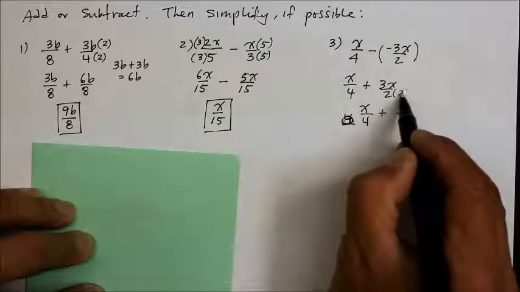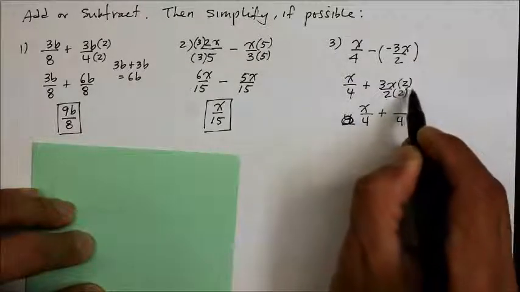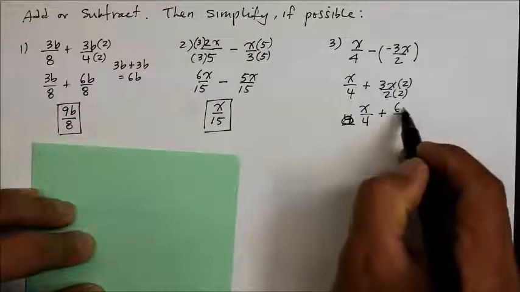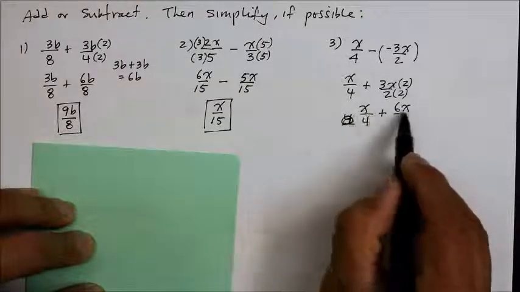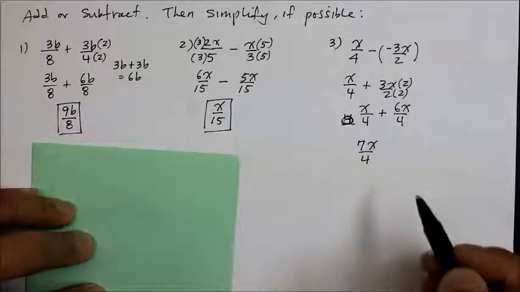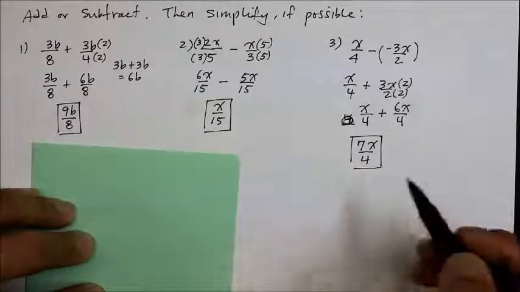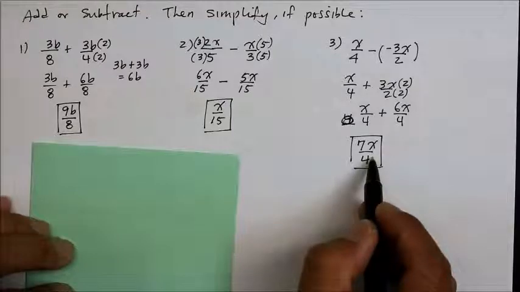Well, you have to multiply the 2. And whatever you multiply downstairs, multiply it upstairs. And 3 times 2x, or 3x times 2, is 6x. And now that we have the same denominator, we can go and combine the numerators. 1x plus 6x gives you 7x over 4. And that is the simplified form. And in algebra, you want to go ahead and leave your fraction as an improper fraction, as long as it's simplified.